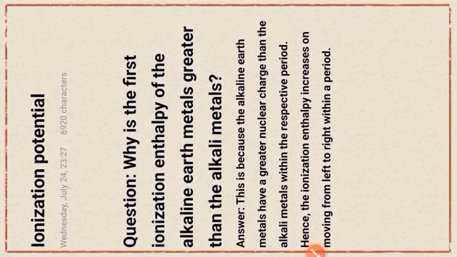Alkaline earth metals are the group 2 elements, for example magnesium and calcium. But the alkali metals are the group 1 elements, that is lithium, sodium, potassium, etc. Now this part explains this question.